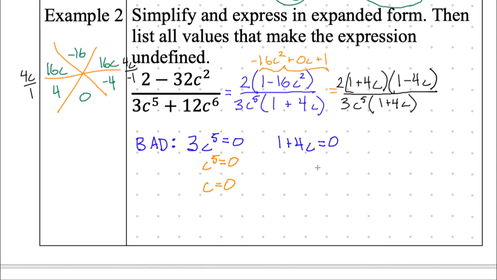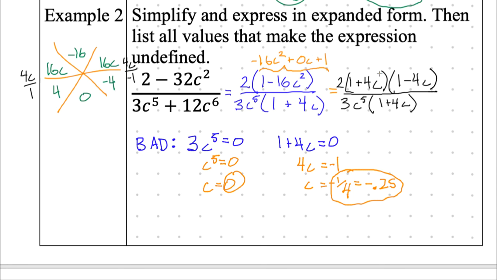It's pretty straightforward from there. Subtract 1 from both sides, 4c is equal to negative 1, divide by 4, and c is equal to negative 1/4, or if you prefer decimals, negative 0.25. So I'm going to circle my bad values. That's one bad value, that's the other bad value. There are only two bad values.